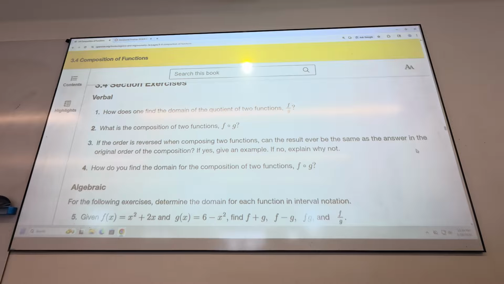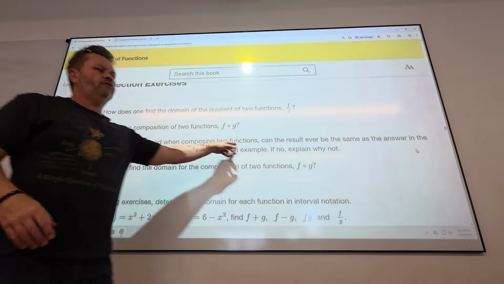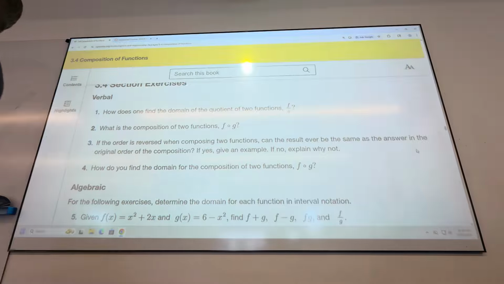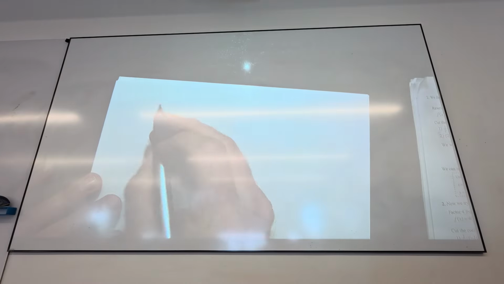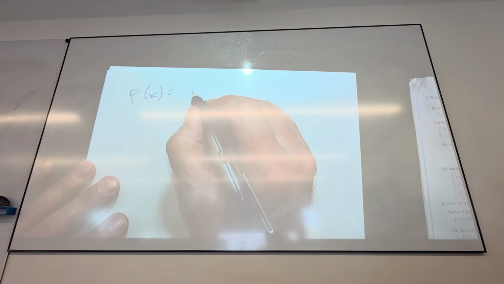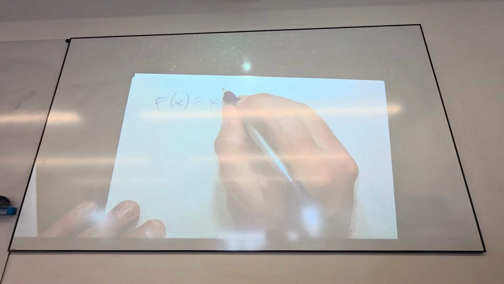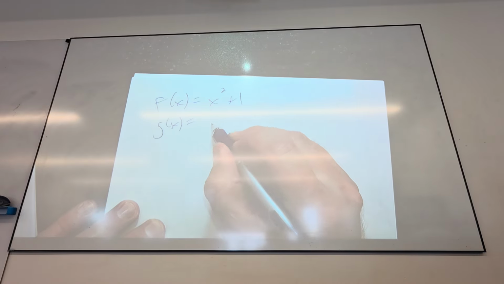So all a composition of functions is you're taking one function and shoving it into another one. Putting it in, if you want to. So number 3 says, what if you shove G into F versus shove F into G? Does it have to be the same? Can it ever be the same? So let me show you an example. If I have a function f of x equals x squared plus 1, and another function g of x equals x minus 2.